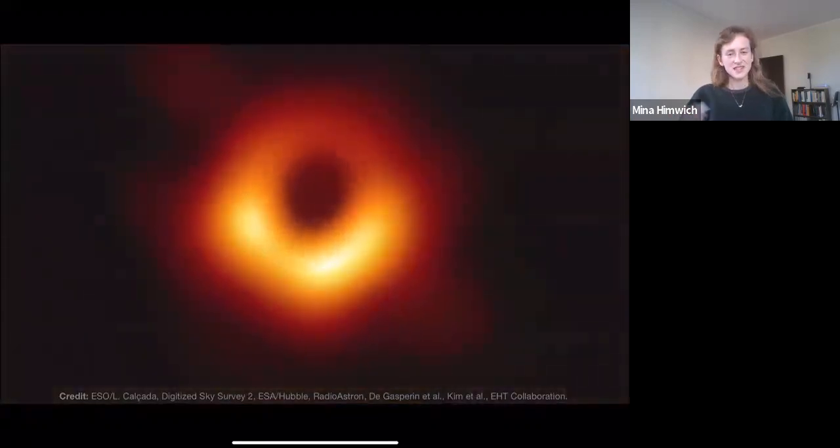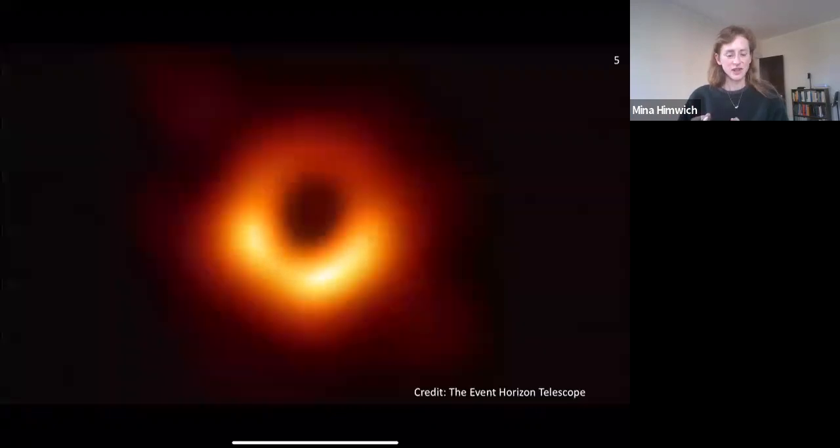It was released, again, as I said, in April of 2019. What you can see is a central dark patch in the center. That's where the black hole is. It's surrounded by a ring of light with an asymmetric brightness profile. This is our very first picture, so it's a little bit blurry, but we think we'll be able to take high resolution pictures soon.